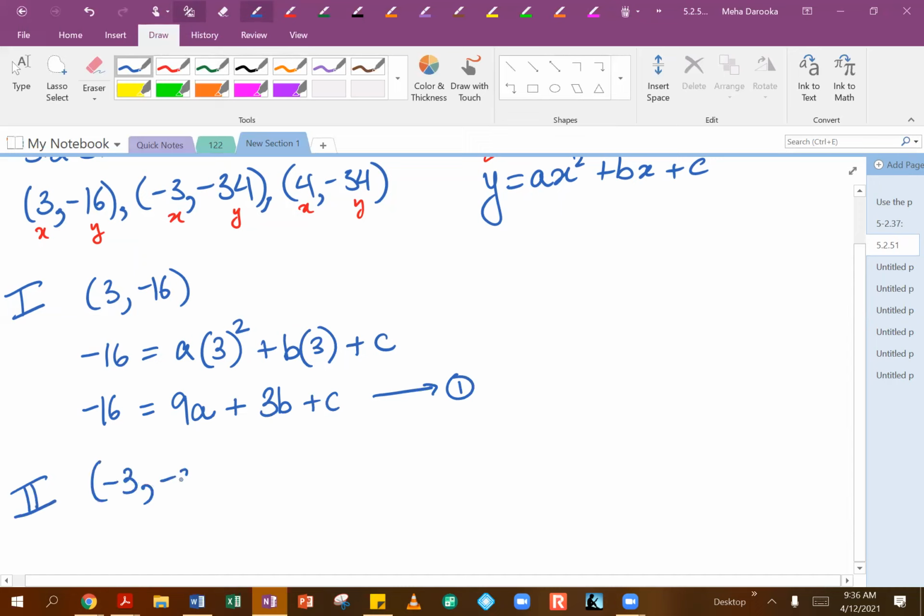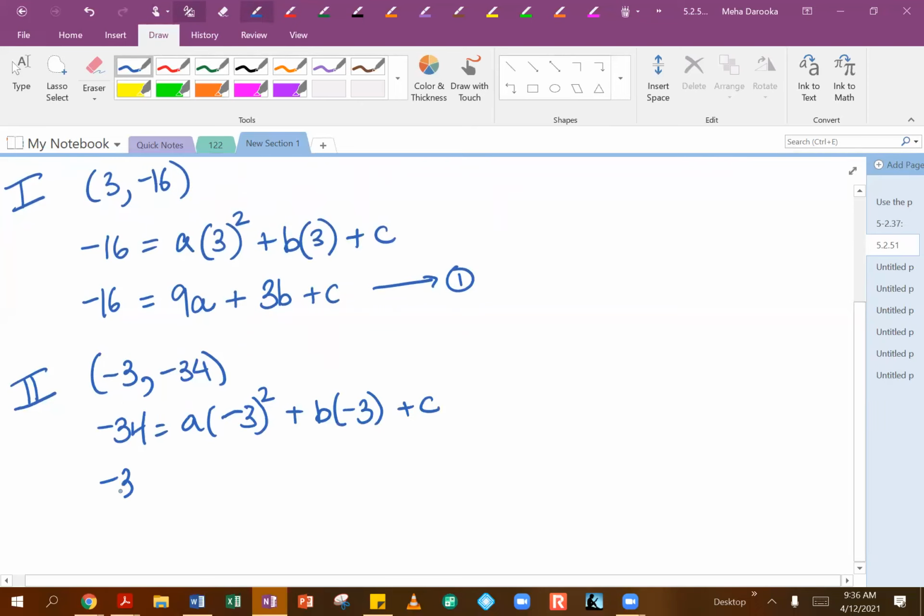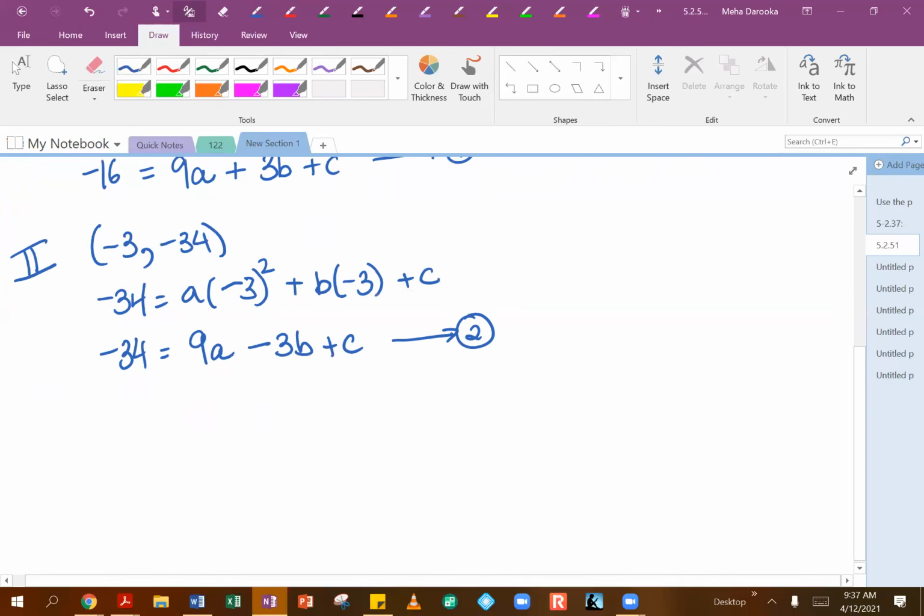So we have negative 3, negative 34. So again, our y value is negative 34, equals a times x squared, so this will become negative 3 squared, plus b times x, so b times negative 3, plus c. When you clean this up, negative 3 squared, of course, negative and negative becomes positive. So this becomes positive 9a. Positive b being multiplied with negative 3 will make this negative 3b plus c. So this will be our equation 2.